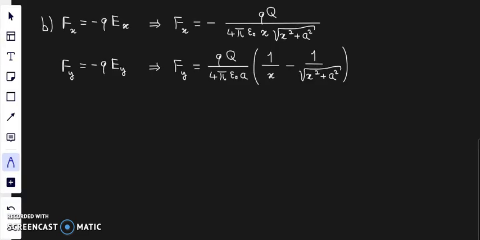By the way, note that for the expression for E sub x, the a in the numerator and the a in the denominator cancel, so I have them disappeared here. Again, for F sub y, we do the same thing, negative q times E sub y. I got rid of the overall negative sign in the final answer, and I switched the order of the two terms in parentheses.